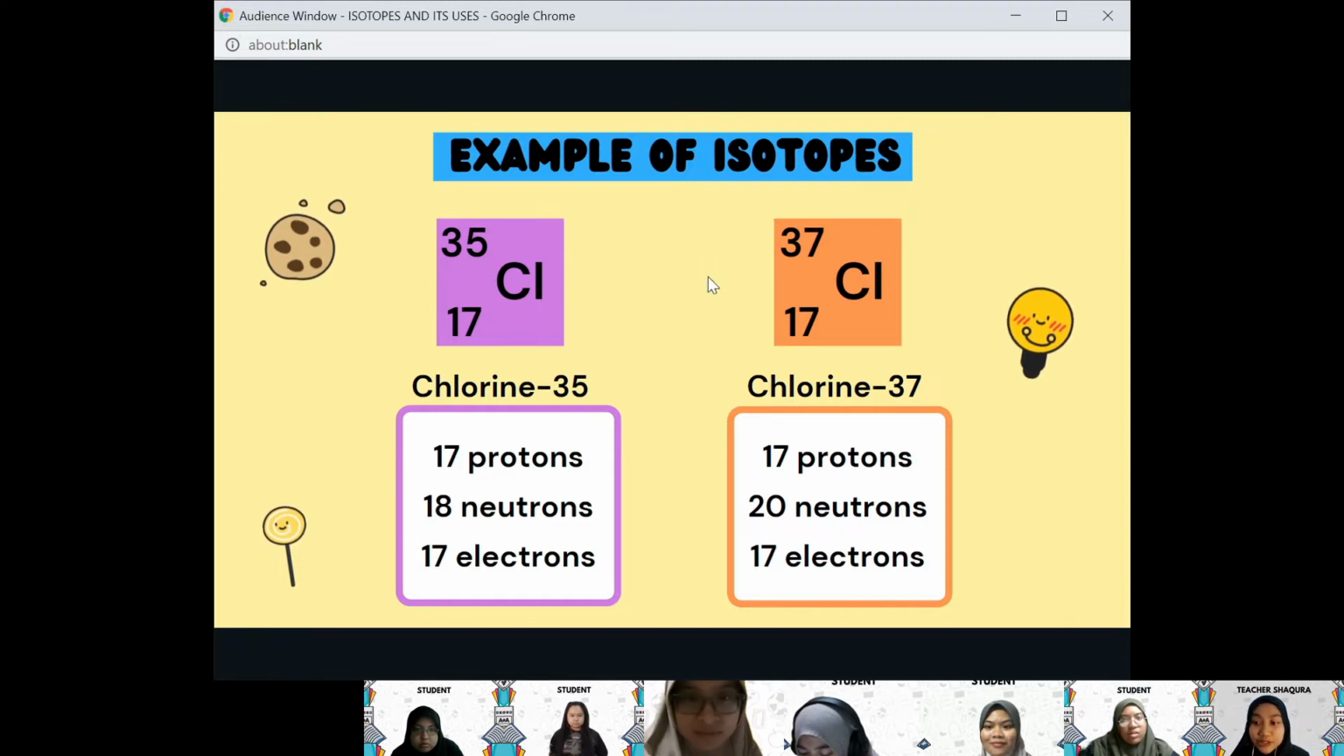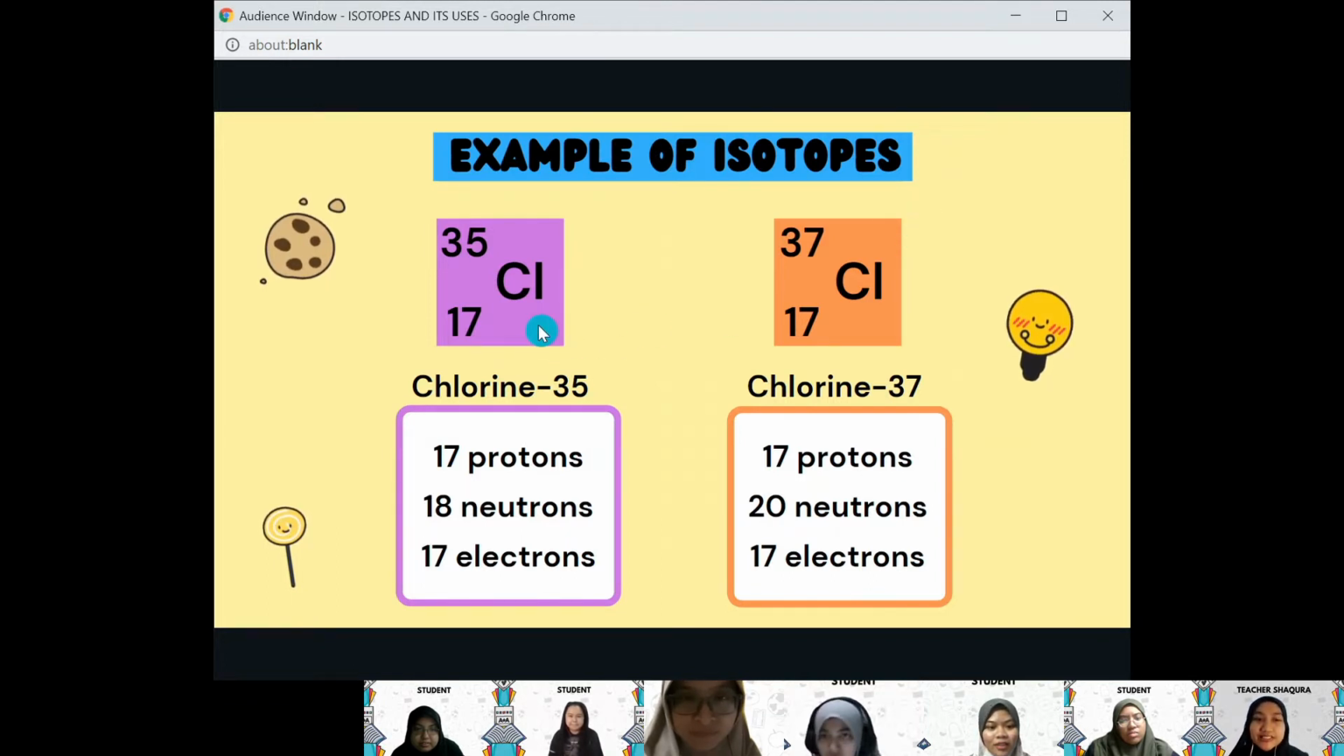Atikah Ibrahim, do you know? What does it refer to? For chlorine, 35 refers to the sum of the number of protons and number of neutrons. For 37, it also refers to number of protons and number of neutrons. Good, that's correct. Here, confetti for you.